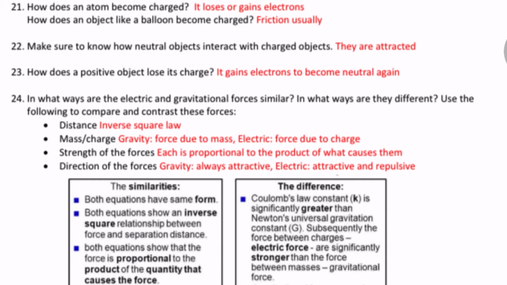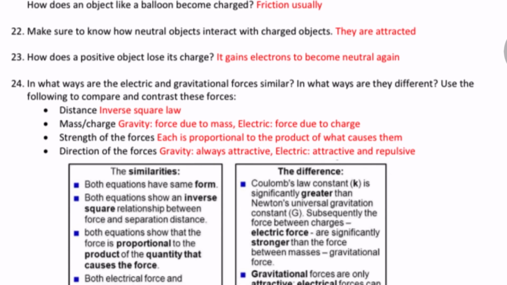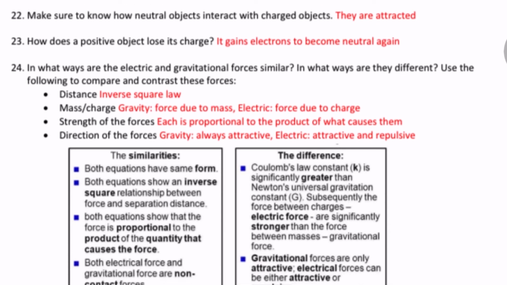How does an object like a balloon become charged? Usually by friction. If you rub a cloth on it, it's probably going to lose its electrons, because the cloth is probably going to have a greater electron affinity. So friction is going to make it positively charged.